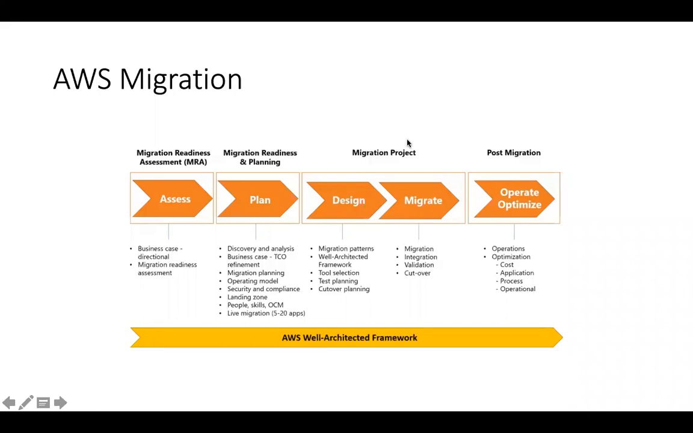Now your application has some architecture, some framework. AWS suggests a framework, and you can customize that framework. That is the design. Based on the design, tool selection and test planning happen. Then the actual process starts: migration, integration, validation, and after that, operate and optimize.